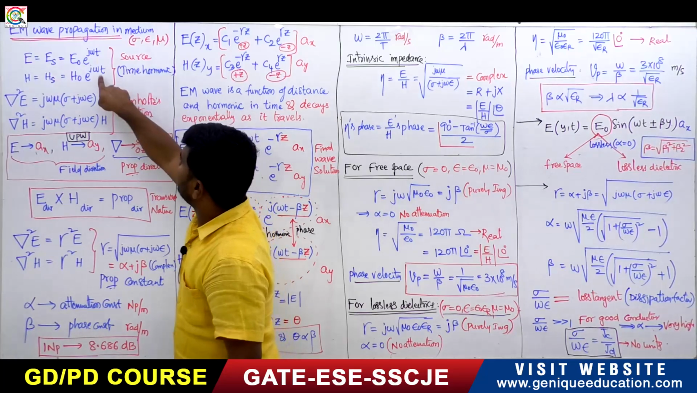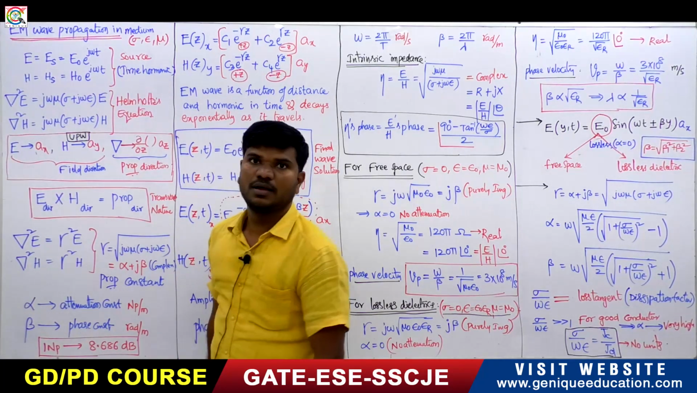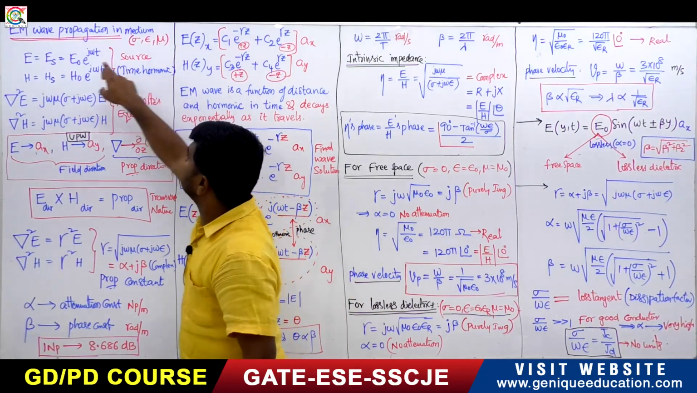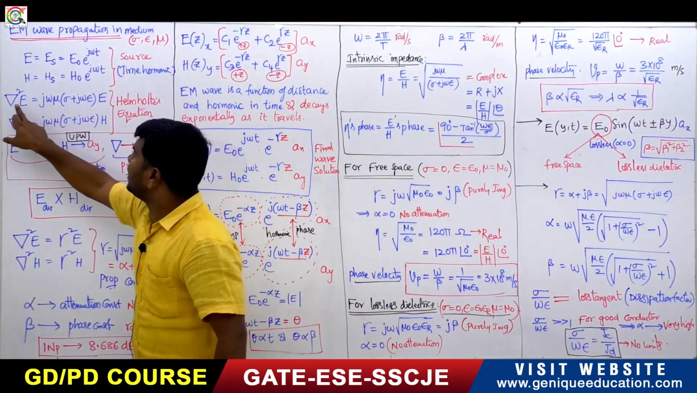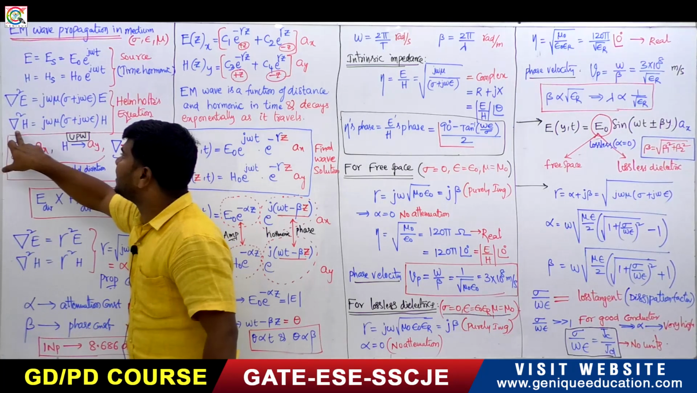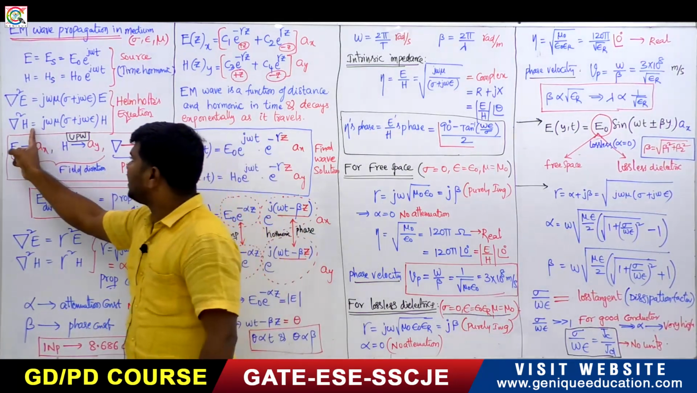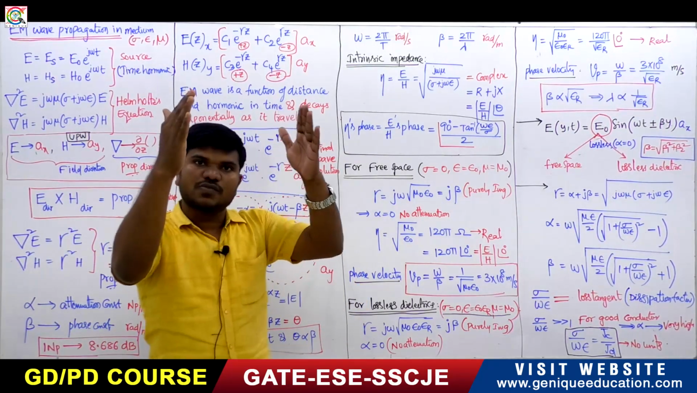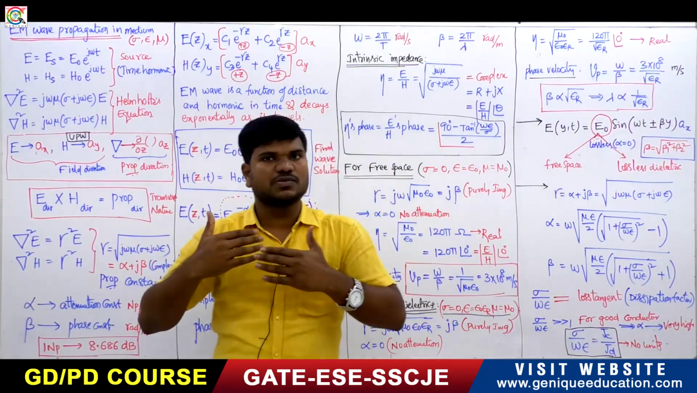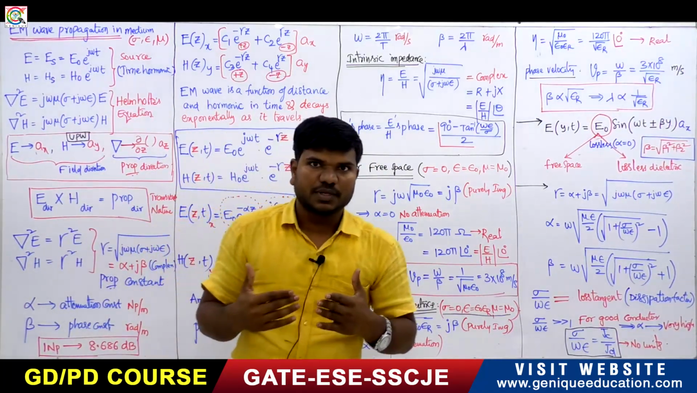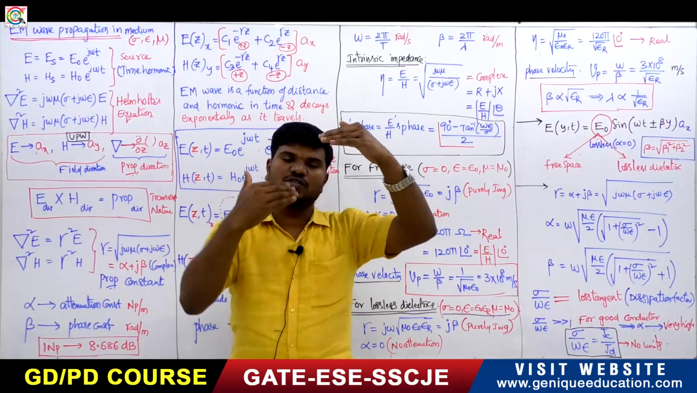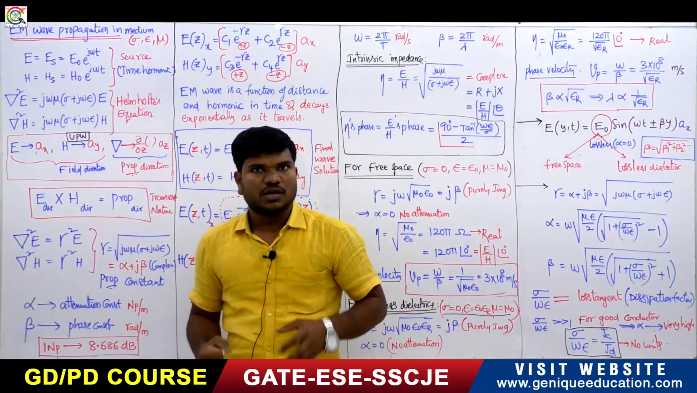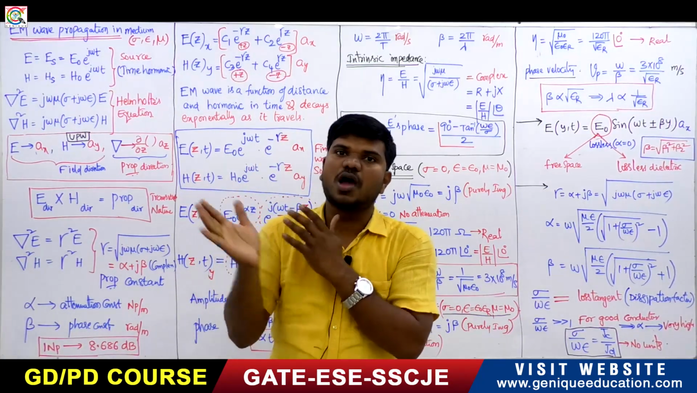That means the source is time harmonic. If you are using the source as time harmonic, finally we get del square E and del square H. What is meant by del square? Del square is equal to dou square by dou x square plus dou square by dou y square plus dou square by dou z square. So del is a spatial operator.